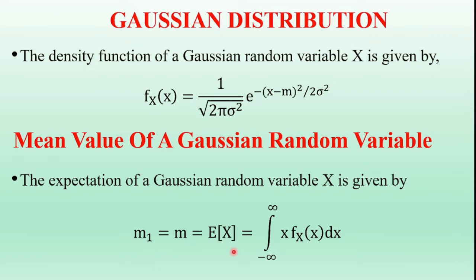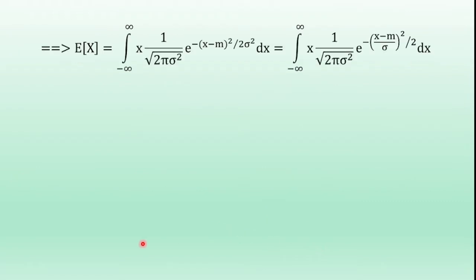Now here capital X is the Gaussian random variable, and this is the expression of its probability density function. Substituting this f_X(x) value into this equation, we get expectation of X is equal to integral from minus infinity to infinity of x into 1 by square root of 2 pi sigma square e power minus of (x minus m) whole square by 2 sigma square dx. The exponential term is written as e power minus of ((x minus m) by sigma) whole square by 2.